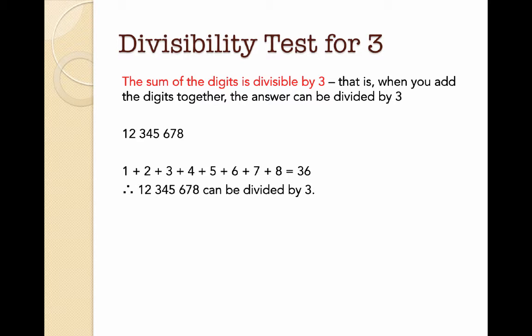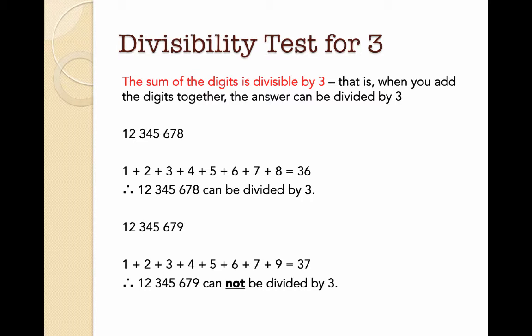Now let's take for example that you didn't know that 36 could be divided by 3. Well, I could just repeat the process and do 3 plus 6. That gives me 9, and 9 can definitely be divided by 3. So what would I do to change my big number into something that can't be divided by 3? Well, I might just change the last number. I might just add 1 to it. So this number, 12,345,679, when I add up those digits, I get 37. And 37 can definitely not be divided by 3. This means that our big number can also not be divided by 3.